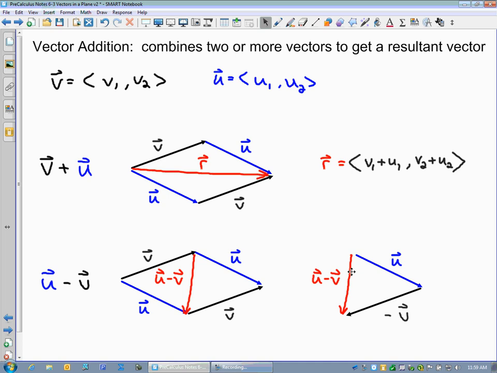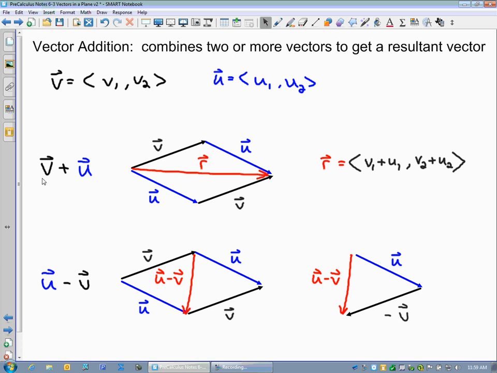And notice how in both cases we get the same vector. So whether you think of it as terminal minus initial, which will be a good way to think of it, beneficial in the future, or whether you simply think of it as u plus a negative v, in either case you're going to get the correct resultant vector.